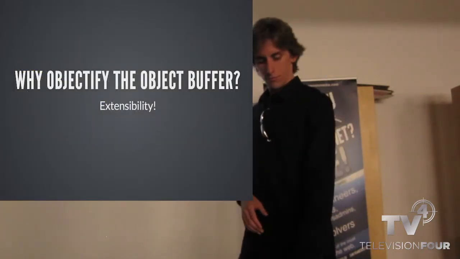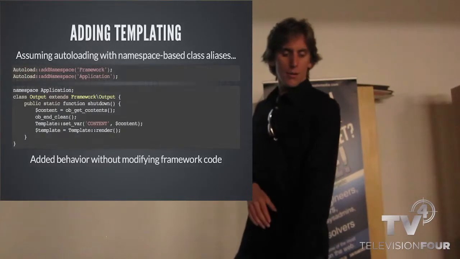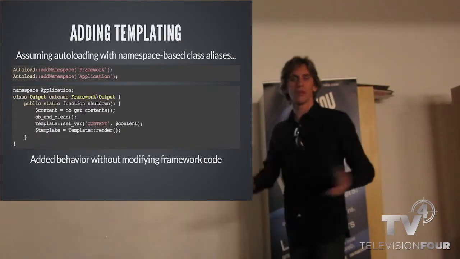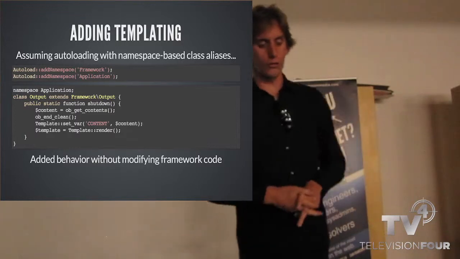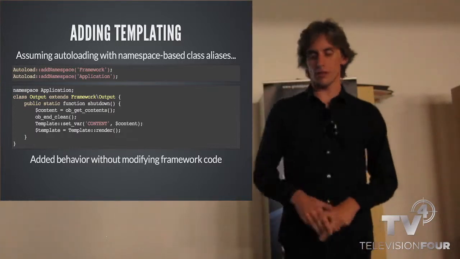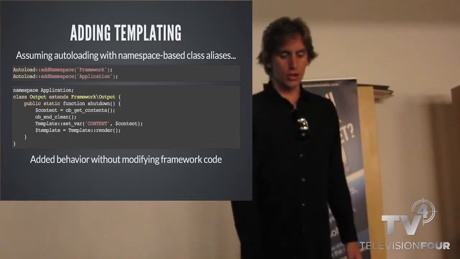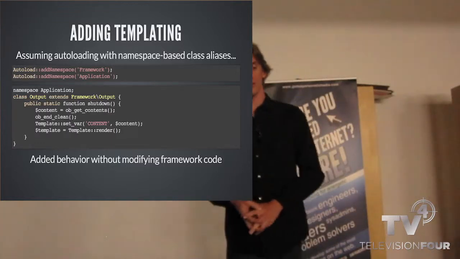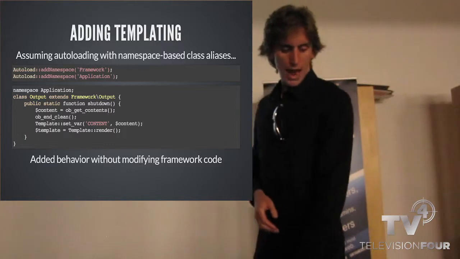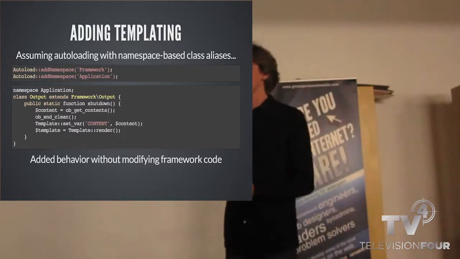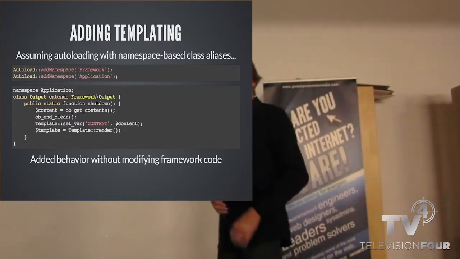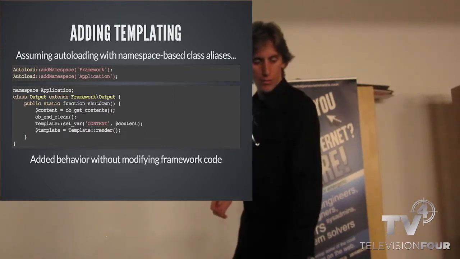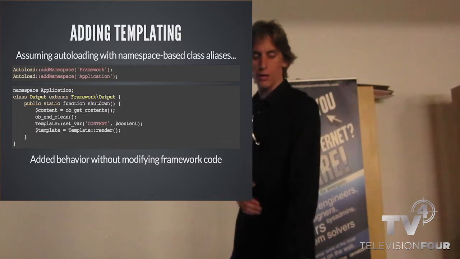So, we kind of already got there, but let's go ahead and add templating. Templating is something that we always want. We'll assume that we've got that autoloading that we talked about earlier with the namespace stuff. So let's say we have two namespaces: a framework namespace and an application namespace. Now we'll define our application output, which is just going to extend that framework output, which, just to recap, was very simple, very boring. It was just wrapping the OB functions. But that's our framework output.